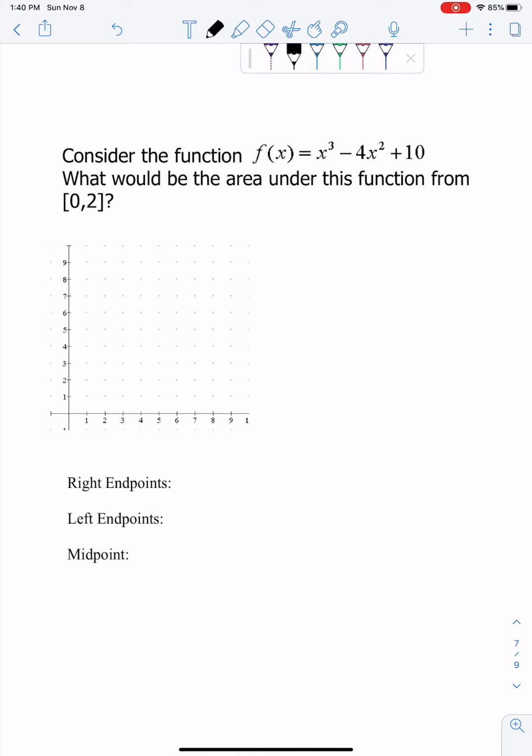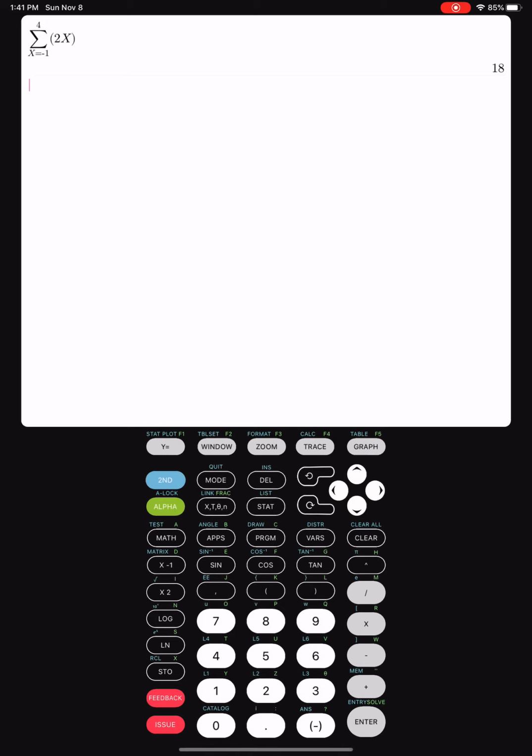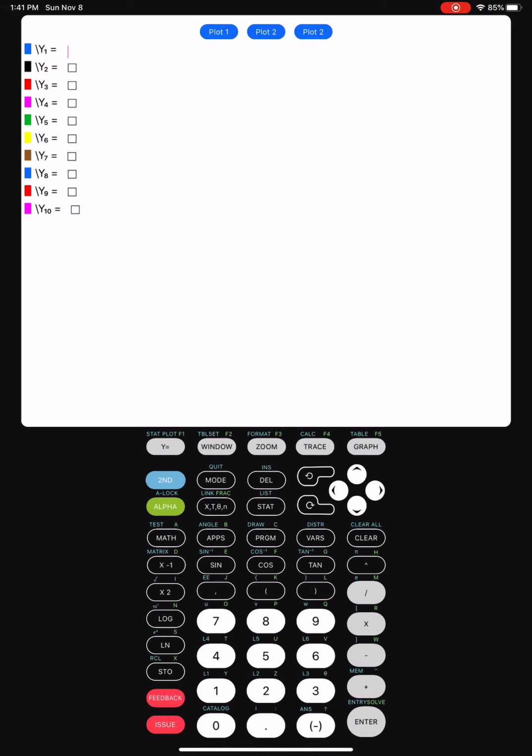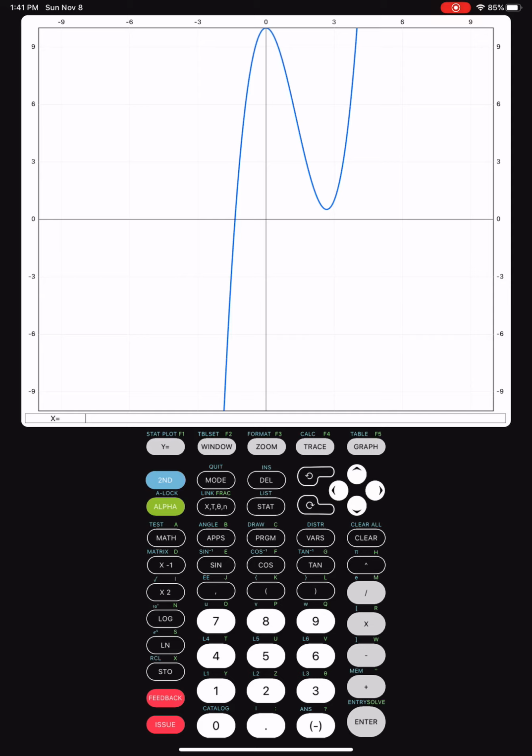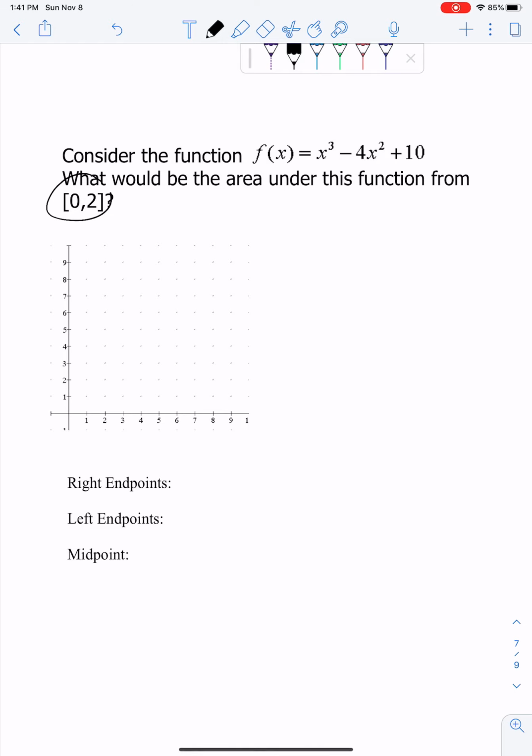So this function is x cubed minus 4x squared plus 10. This is not a nice function. Let's go ahead and look at what it looks like. So we've got x cubed, x raised to the third, minus 4x squared plus 10. When I graph this, yeah, that's not a very pretty function. The nice thing is if I'm looking at my graph right here, I don't need the whole function. I'm only going from 0 to 2.